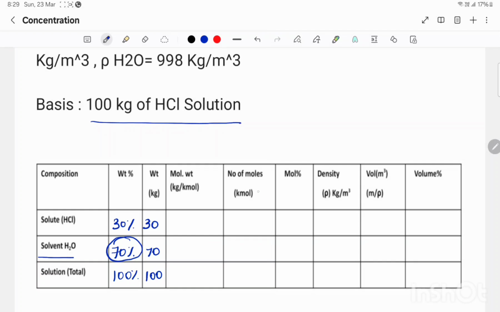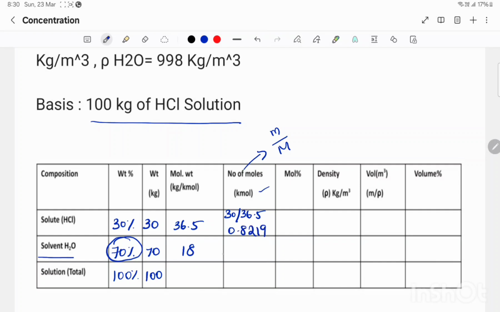Next we have to calculate the number of moles. Number of moles is calculated using the formula mass by molecular weight. For this we require the molecular weight. The molecular weight of HCl is 36.5 and for water it is 18. Now we can calculate the number of moles: the individual mass is 30 divided by 36.5, its molecular weight. The value is 0.8219.